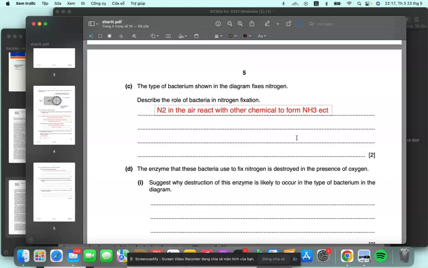Okay, so bacteria in nitrogen fixation, N2 reacts. So here we could have bacteria that are involved in nitrogen fixation. These are prokaryotes, as we all know. They're very simple.